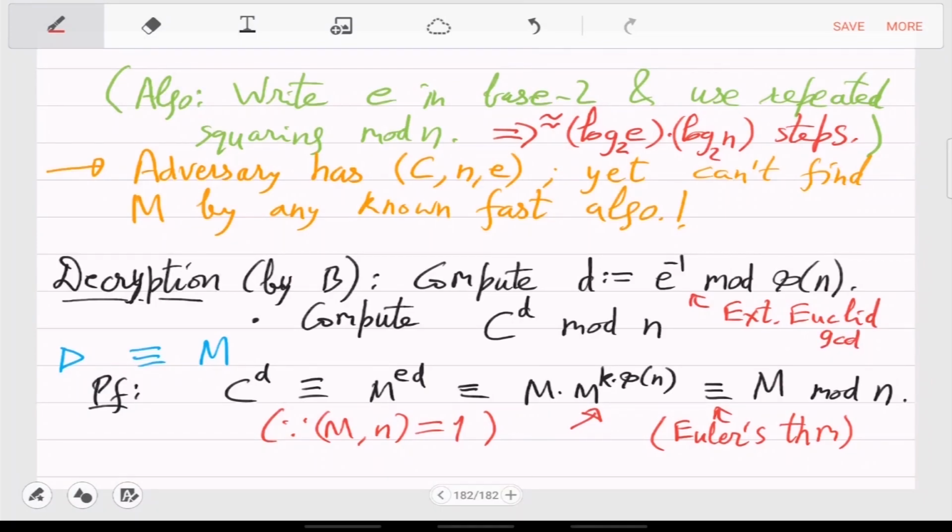And what is phi n? How did the bank compute phi n? Yeah, the bank has the primes, so it is just p minus 1 times q minus 1. It's already known to the bank. So that is just multiplication. And E inverse mod that thing is just extended Euclid GCD. Then C raised to D is again just repeated squaring in modular arithmetic. Right, so everything here is easy for the bank, and the bank gets your message back.